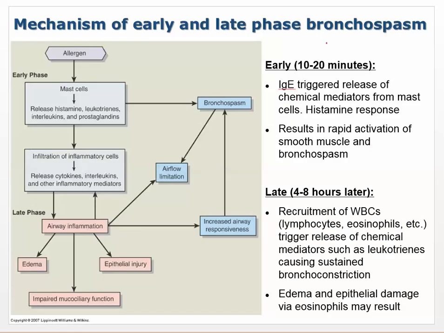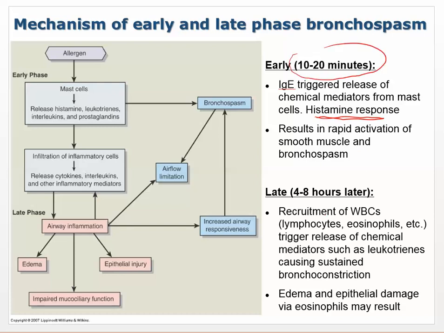So how does this happen, this mechanism of early and late phase bronchospasm? Well, early, the first 10 to 20 minutes, that's going to be that IgE triggered release of chemical mediators from mast cells. That's going to directly lead to a histamine response, and that's going to cause some of this bronchospasm. It results in rapid activation of smooth muscle and bronchospasm, which is what I just said. So that's going to be the early 10 to 20 minutes.